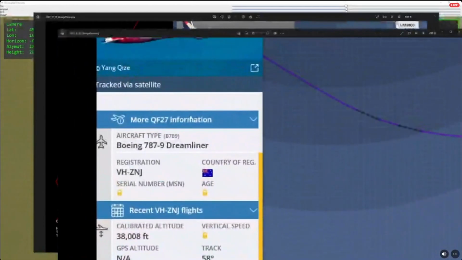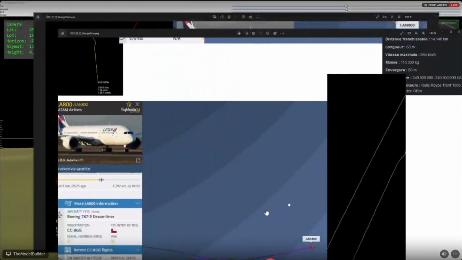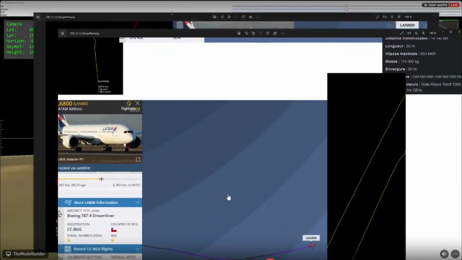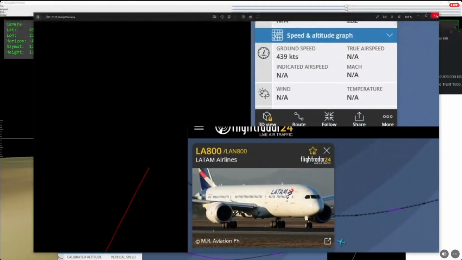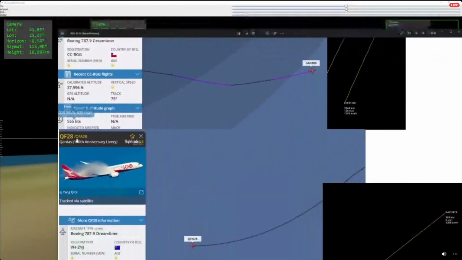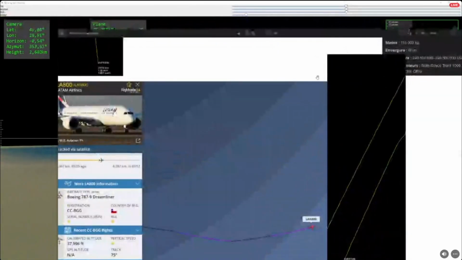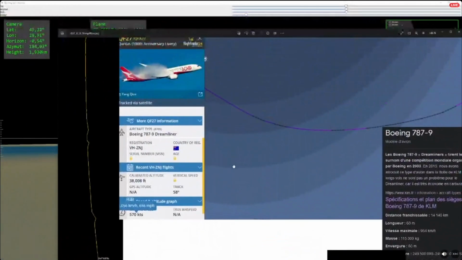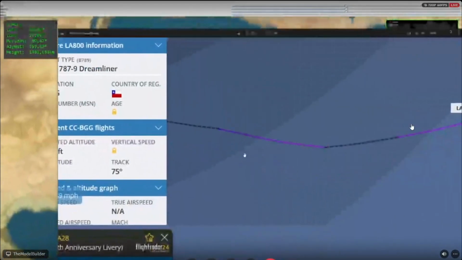As we can see, there is this one, the QFA 27, the LAN 800 that we retrieve here, and the QFA 28. So this is useful information data, and as we can see, we lost them at some point, but you already know that, I guess.